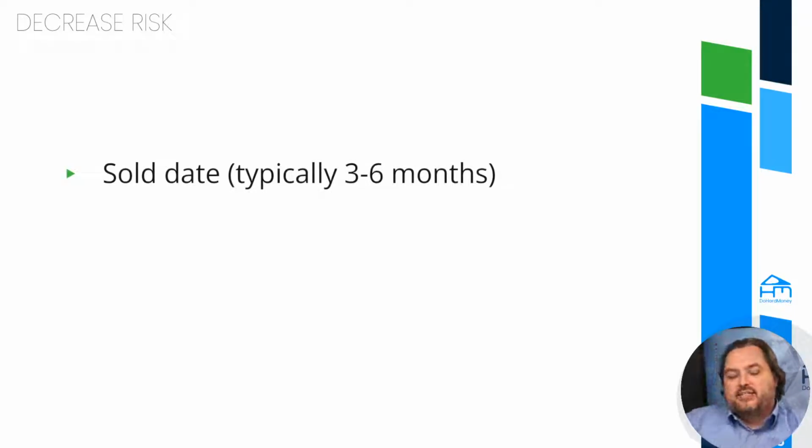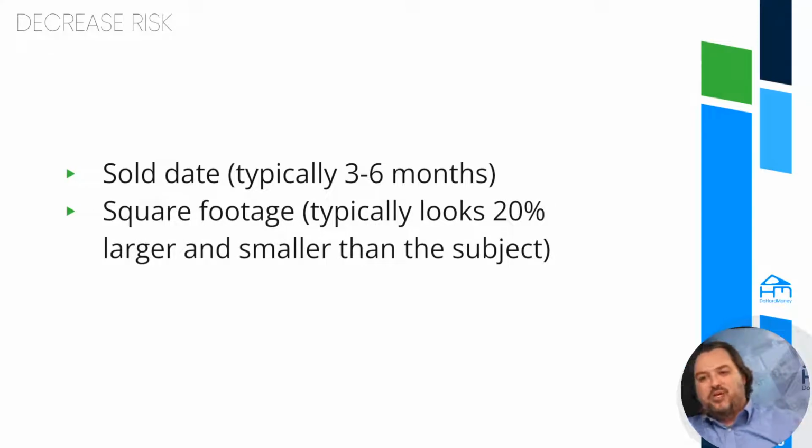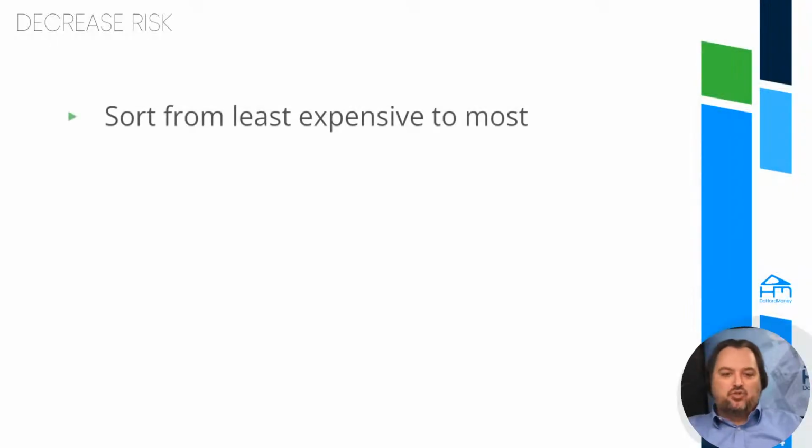Okay, sold date. Typically, we want to look at stuff that's sold in the last 3 to 6 months. You can go up to a year, but the further you go out, the less reliable your value is actually going to be. For square footage and those types of things, I look at 20%, give or take. So if the subject property was 5,000 square feet, for an example, just to make it easy, I'm going to look for things from 4,000 square feet to 6,000 square feet.